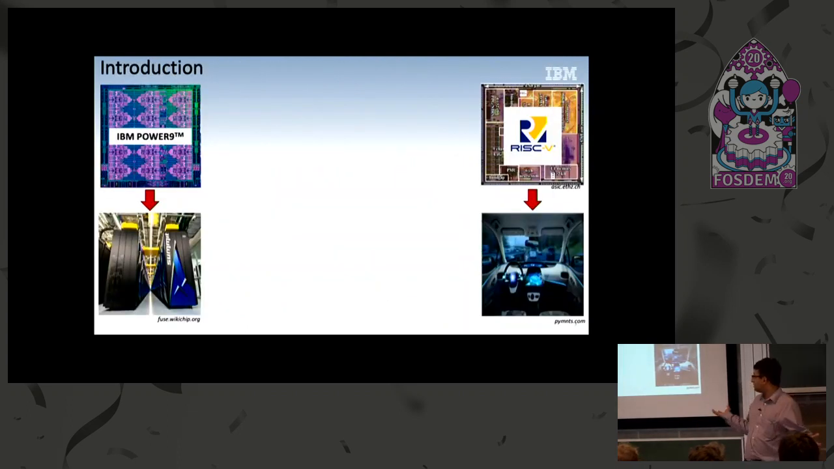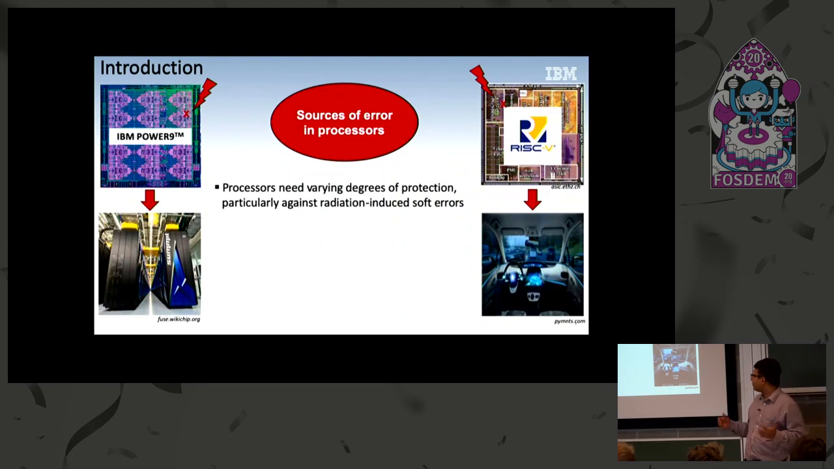If you have processors at either end of the spectrum, say high performance or server class machines like IBM Power9, or a RISC-V core like the Ariane core in this case, which could be fitted into something like an autonomous driving system, they are obviously vulnerable to several sources of errors.